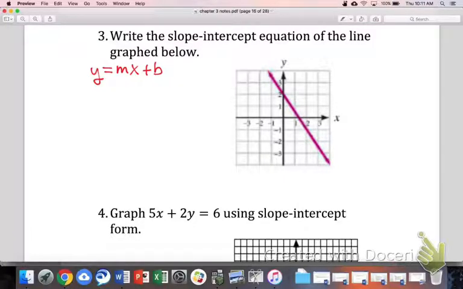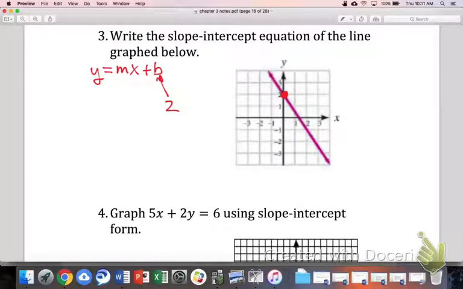Mm-hmm. So if you look at this, and we want to assume nice integer numbers, where would you guys say that this line crosses the y-axis, Kendall? At the 2. At the 2, yeah. So right there, where I put that red dot, that appears at least to be where this line crosses the y-axis. And so I would say that my b is going to be a 2.